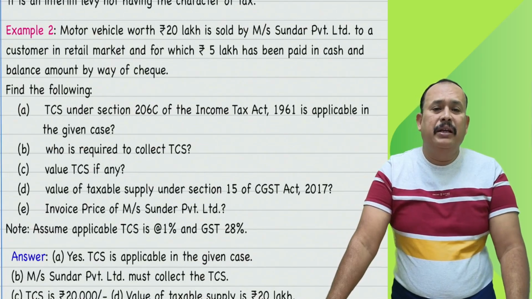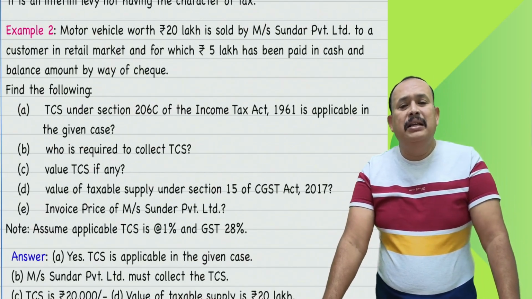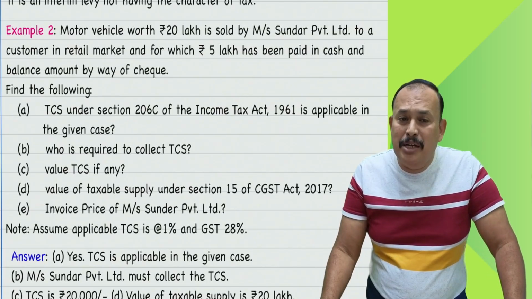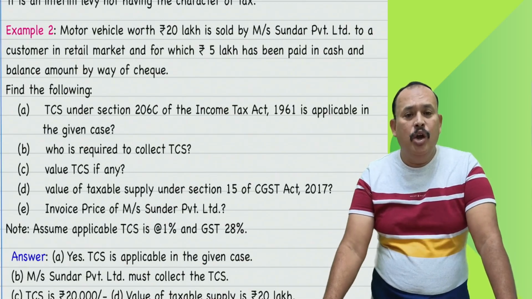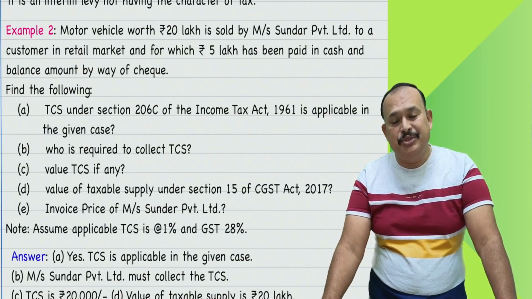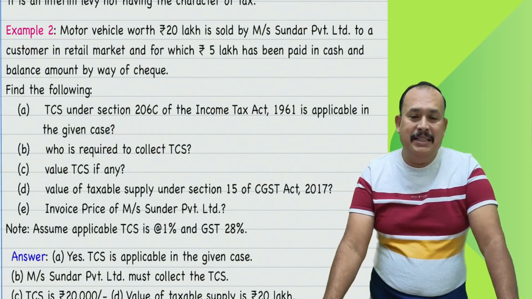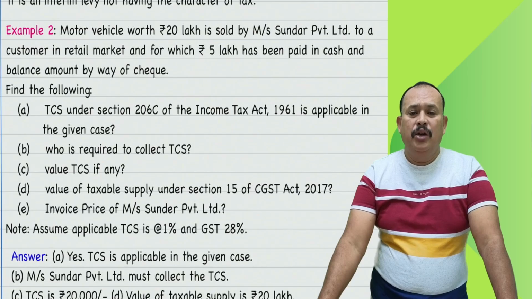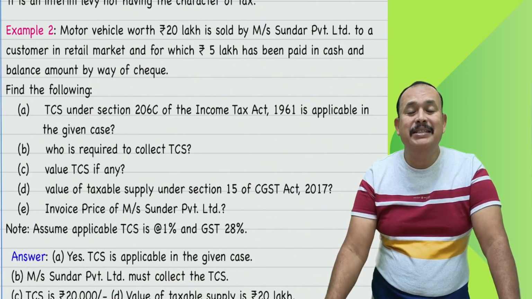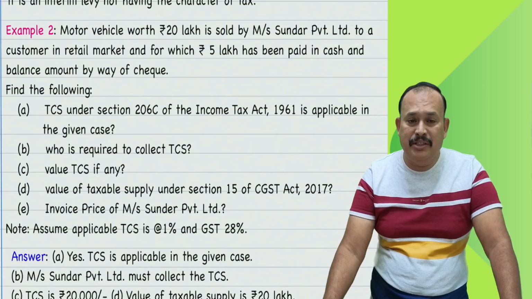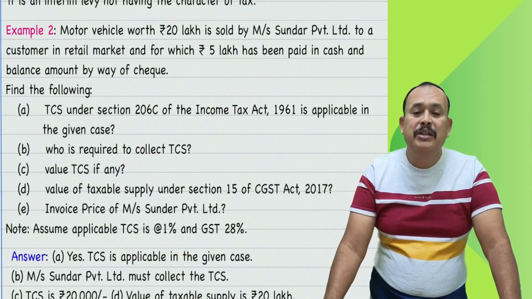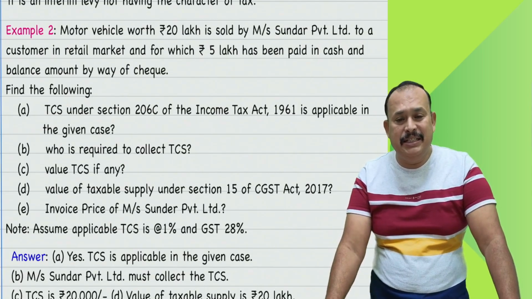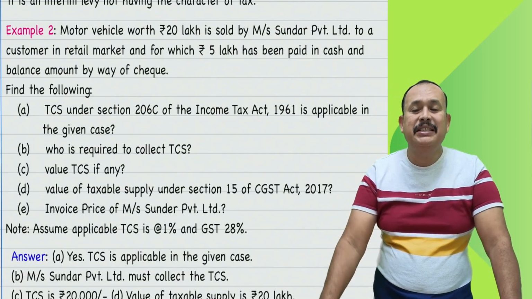Find the following. A: Is TCS under section 206C of the Income Tax Act 1961 applicable in the given case? B: Who is required to collect the TCS under the Income Tax Act? C: Value of TCS, if any. D: Value of taxable supply under section 15 of the CGST Act, that is valuation under GST. E: Invoice price of Sundar Private Limited. Assume the applicable rate of TCS 1%, GST 28%.